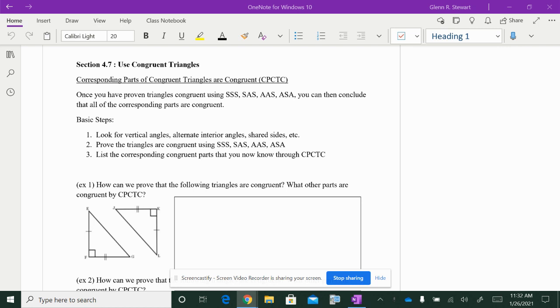Hello and welcome. Today we are going to talk about section 4.7, use congruent triangles. Today's topic is mainly corresponding parts of congruent triangles are congruent, CPCTC. We talked about this once before at the beginning of the unit, but just wanted to go back and talk about how we can actually form these different concepts.